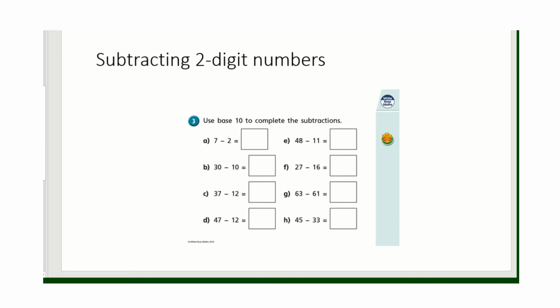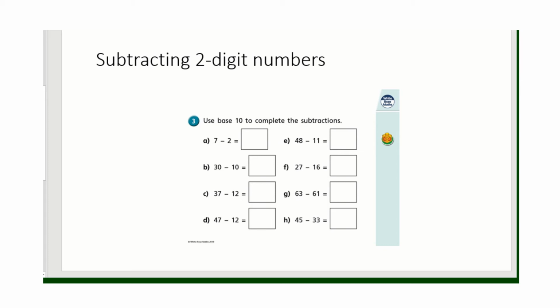So 7 take away 2, that's quite easy. But look, 48 take away 11. So you would draw 4 10s and 8 1s. You can physically get them with money, 4 10p's and 8 1p's, or you could have 4 straws, or 4 cocktail sticks and 8 counters. Then you're going to take away a 10. Then you're going to take away a 1. Wonder how many is left.